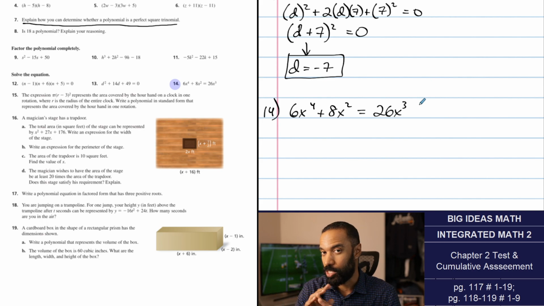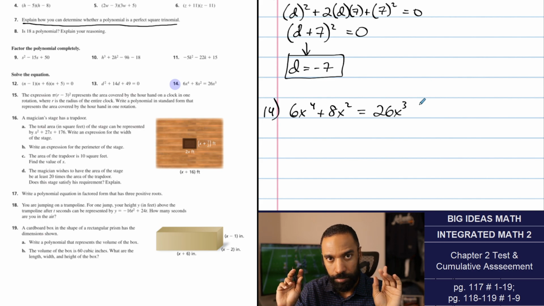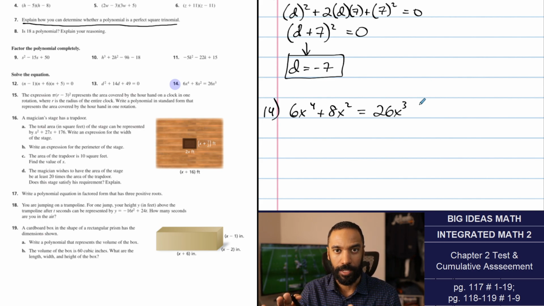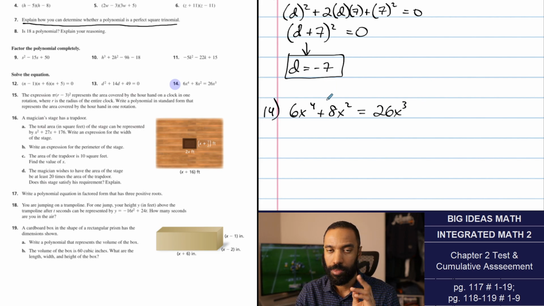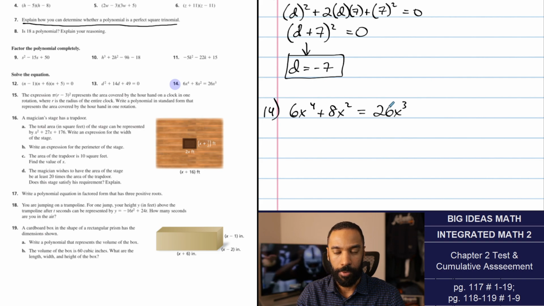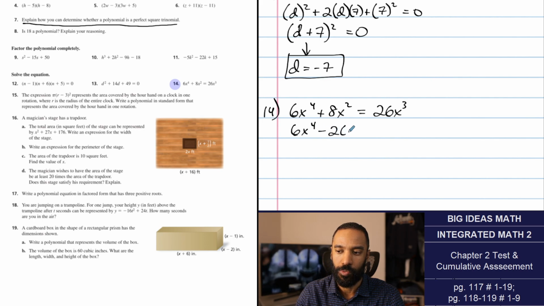In order to solve this thing, we got a couple things to do here. Before factoring anything, we have to set it equal to 0. The zero product property necessitates 0 is what we get out of the product, but then we create a product after that. I'm going to subtract 26x cubed from both sides and put it in standard form so it's right in the middle, right there. Set equal to 0, now we go to factoring.